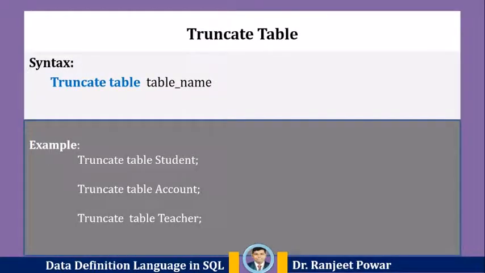The truncate table command removes or deletes all the records from the table. But this command will not destroy the table structure. The table structure remains as it is. It releases the storage space used by the table. When you want to delete all the records from the student table, use the truncate table student command as shown in an example. The second example is given, truncate table account. So it removes all the records from the account table.